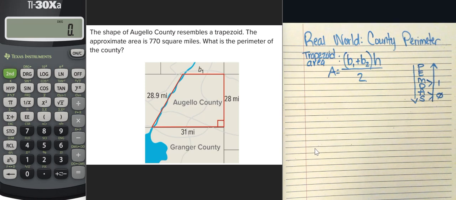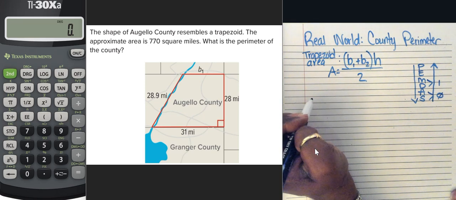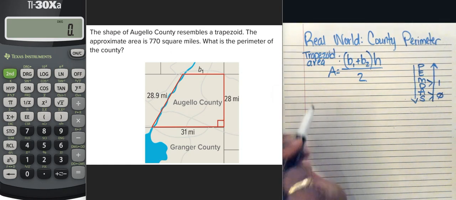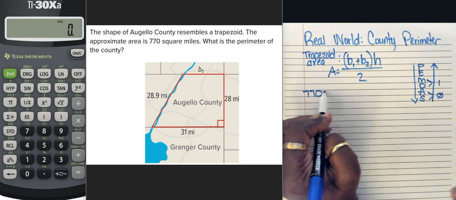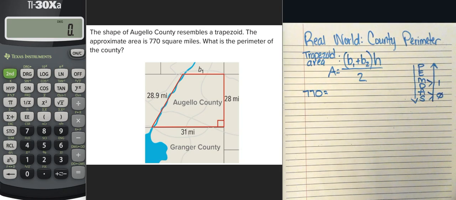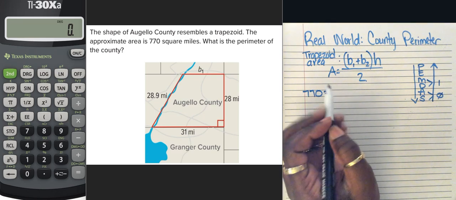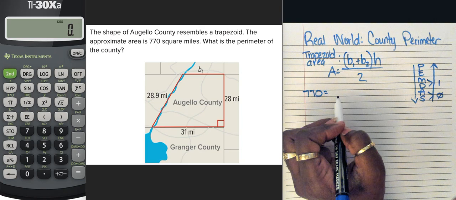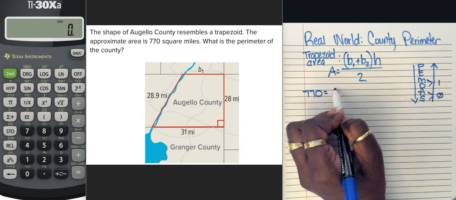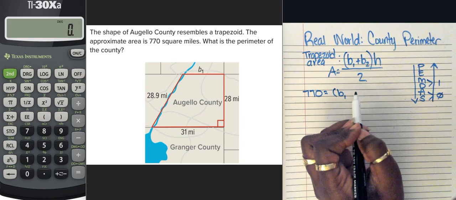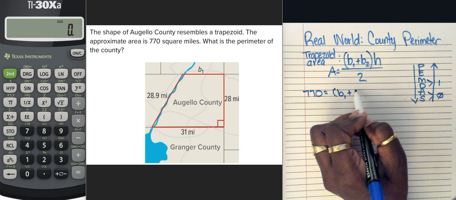Okay, so let's see what we do know. Do we have the area? Yes, they tell us that the area is 770 square miles. Before we start working on this problem, I want you to understand that there are different ways to come up with the same answer. This is just one way that you can solve it. So our area is equal to 770. Do we know base 1 and base 2? Well, base 1 we don't know, so we're going to put B1 and leave that there. But we're going to add that to base 2, which is 31.